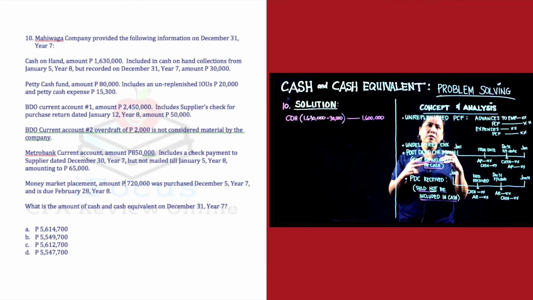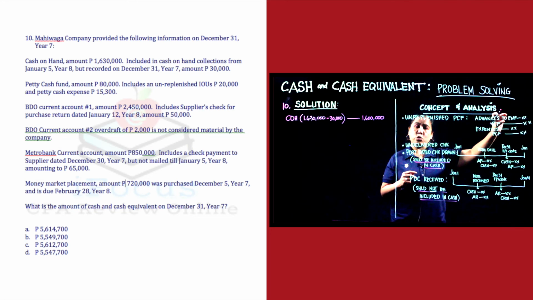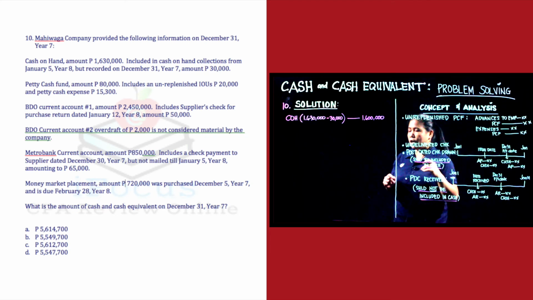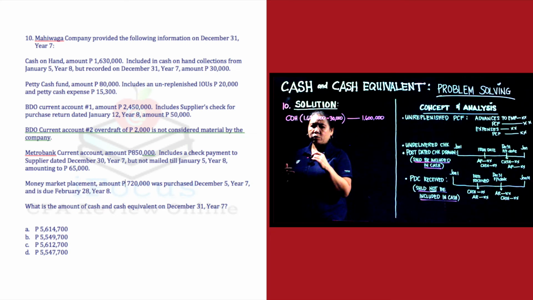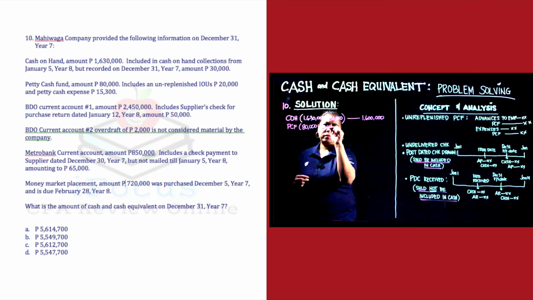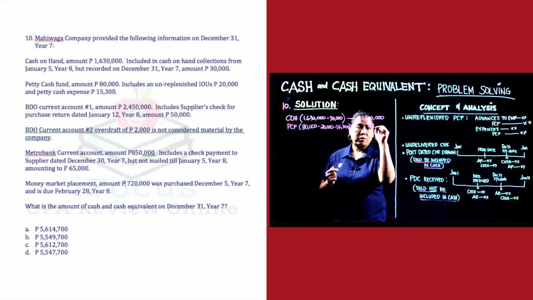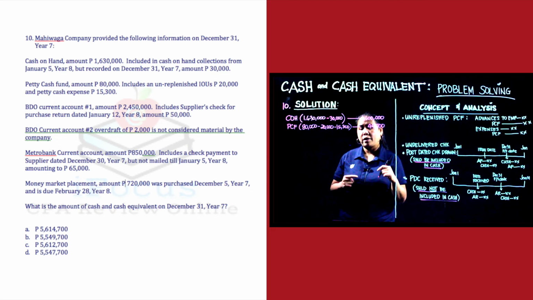Or our entry for this IOU is debit to advances to employees and credit to petty cash fund. Yung mga expenses naman, we will record debit to expenses and credit to petty cash fund. So, itong petty cash fund na 80,000, ima-minus natin itong unreplenished. Alright? So, we have a net balance of the petty cash fund as 44,700. Alright? Yan na lang ang natitira sa petty cash fund natin.